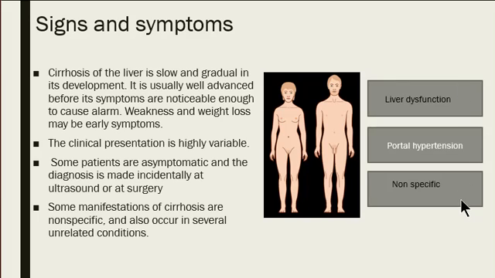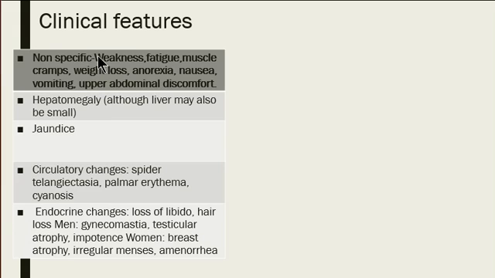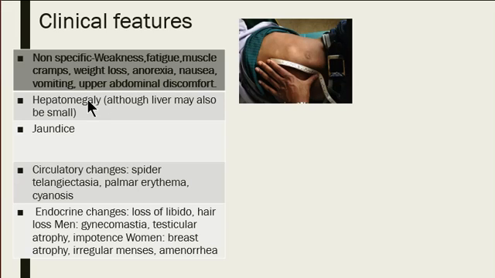So the basic thing that you have to remember as we go over the clinical features are three things that happen in liver cirrhosis. The primary being liver dysfunction, the second portal hypertension because of the obstruction of the venous flow to the liver, and the third are non-specific causes thereof. So first and foremost, we have some non-specific symptoms such as weakness, fatigue, muscle cramps, weight loss, anorexia, nausea, vomiting, and upper abdominal discomfort. The next, we have hepatomegaly.